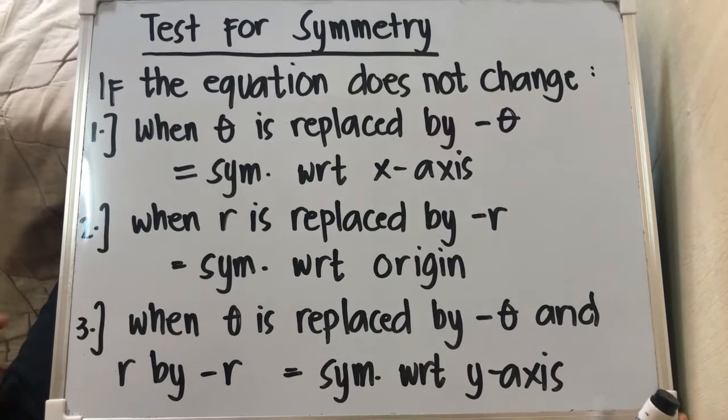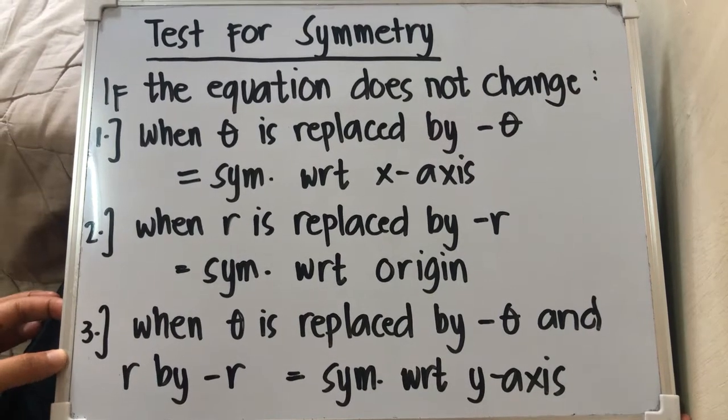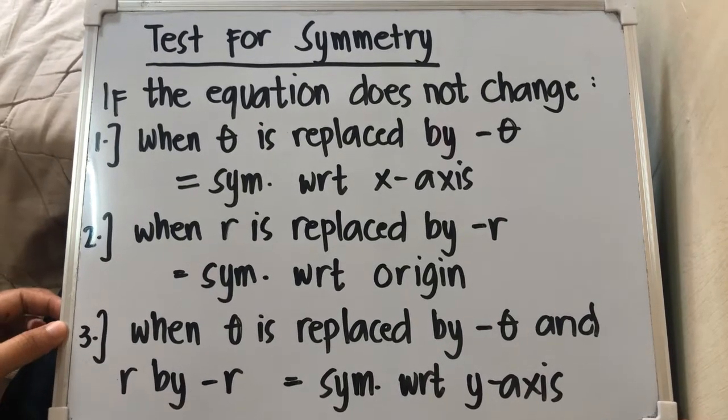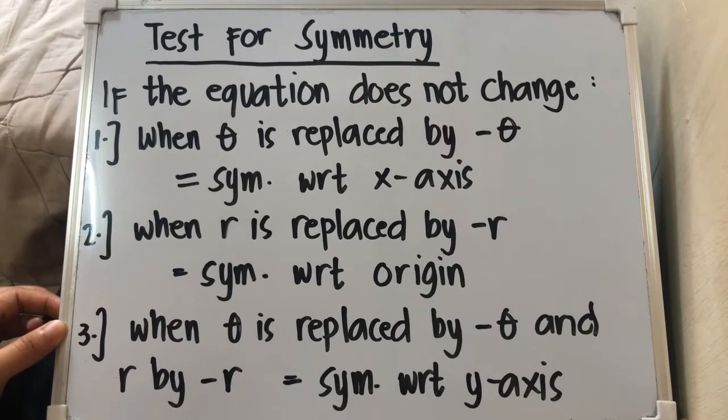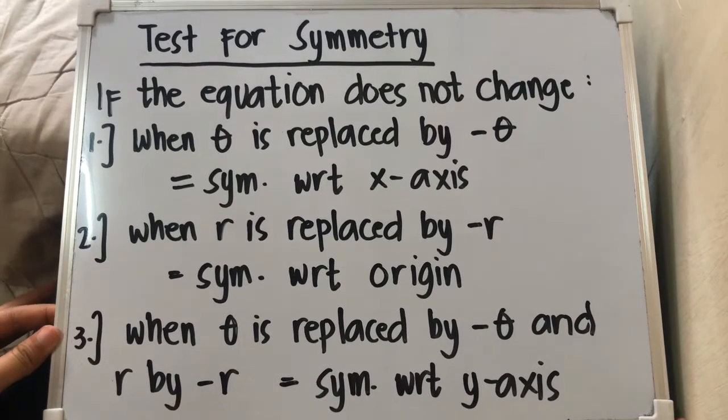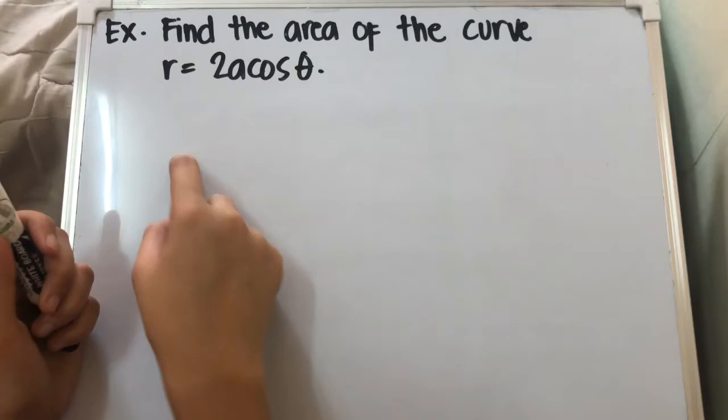And for the third case, when theta is replaced by negative theta and r by negative r, and the equation does not change, it is symmetric with respect to the y-axis. So you have here: find the area of the curve r is equal to 2a cos theta.